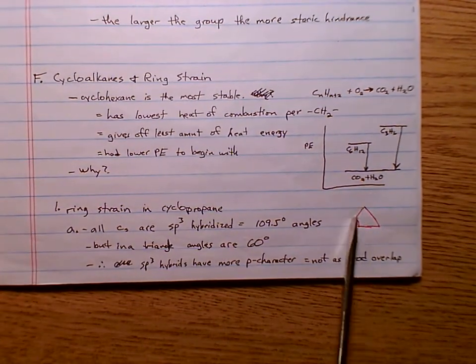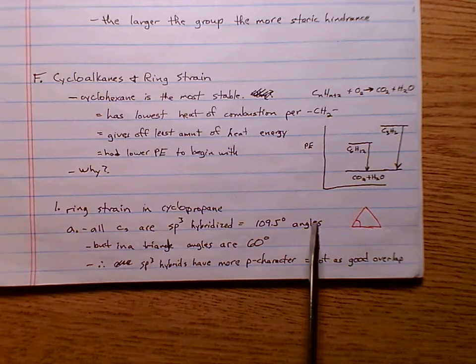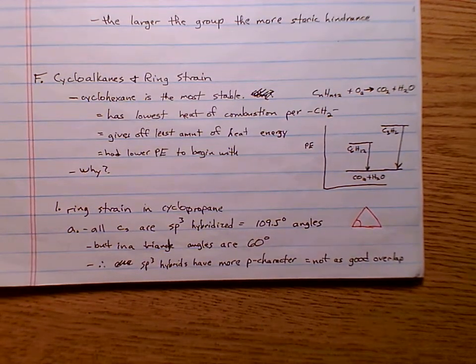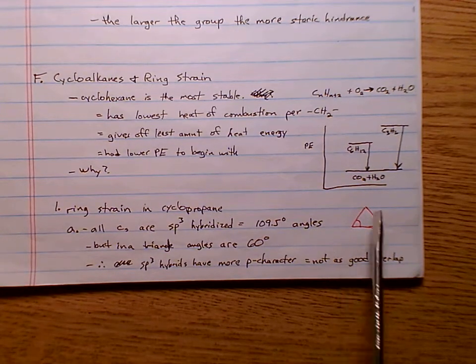But due to the fact that we've made a ring, we're forcing it to be closer to 60 degrees instead of 109.5 degree angles. So we call that angle strain. Whenever the angles of a cyclic ring are not 109.5 because the ring won't allow it, we call that angle strain.